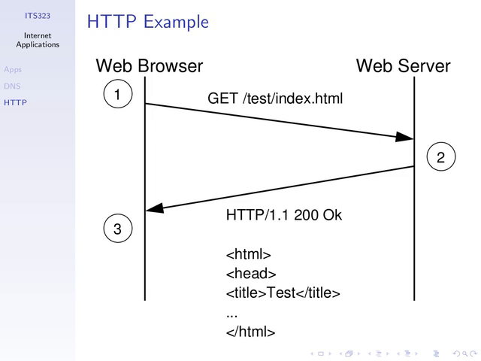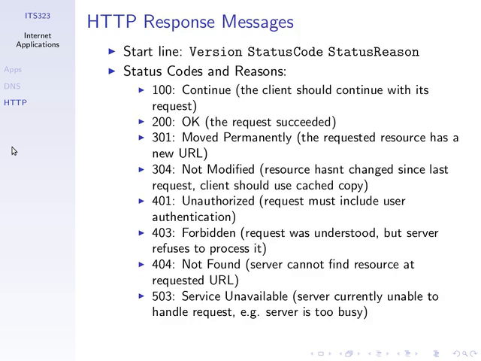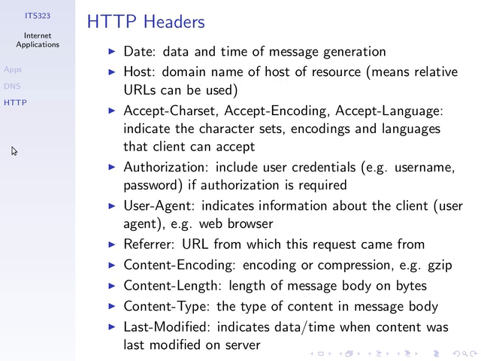In this example, I don't show the header fields. They'll be included here and here. Some of the header fields are listed here. It's the field name followed by a value. For example, the date and time, a common thing that's used. If you supply your username and password, then that may be included in the authorization header field.